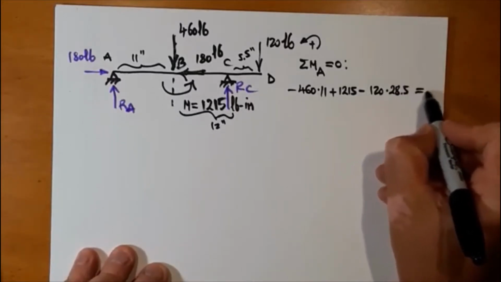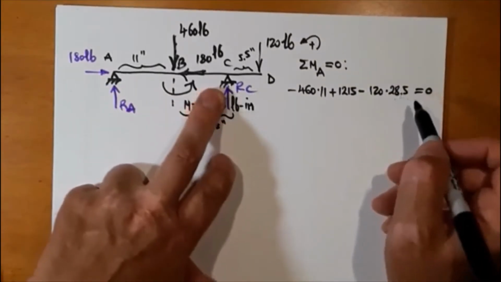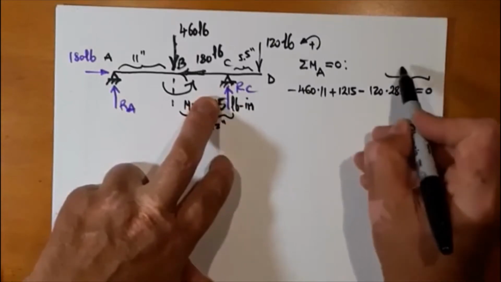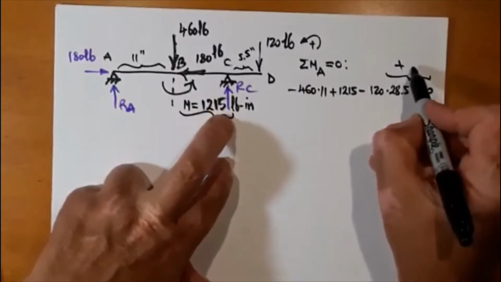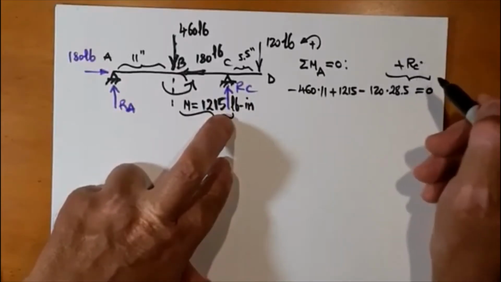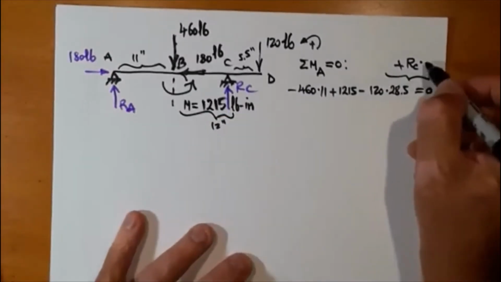Okay, equals 0. Well, I forgot exactly what I was looking for. Sorry. So should also include plus the RC force multiplied by the 11 plus 12, that's 23.